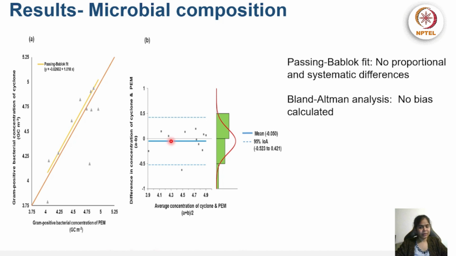quantification. When I did it for gram negative, these points were outside these lines, meaning that they are giving different results. These results were very much consistent with our qPCR results: both the samplers have the same performance for gram positive quantification, and they cannot be used interchangeably for gram negative quantification.